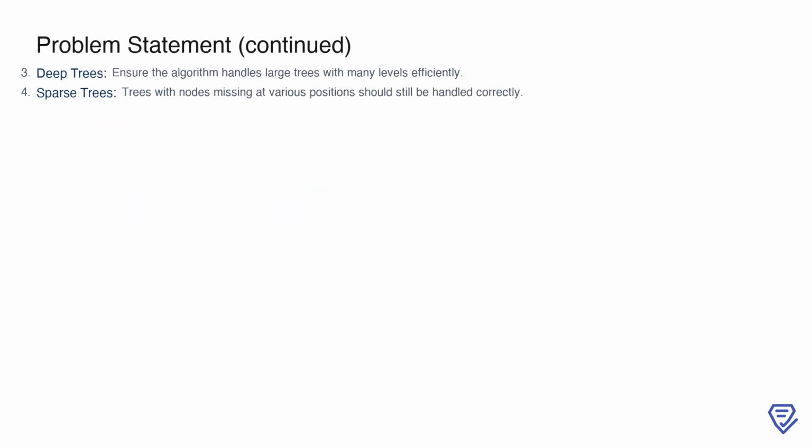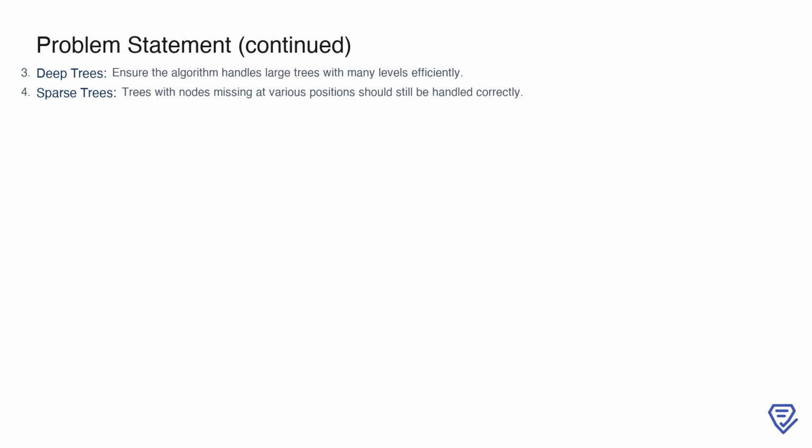To ensure our solution is robust, we must consider a few constraints and edge cases. First, the binary tree can contain up to 10,000 nodes, so the algorithm must be efficient enough to handle large trees with multiple levels. Additionally, the values of nodes are integers between 1 and 100, which means we don't have to handle negative or very large integers.